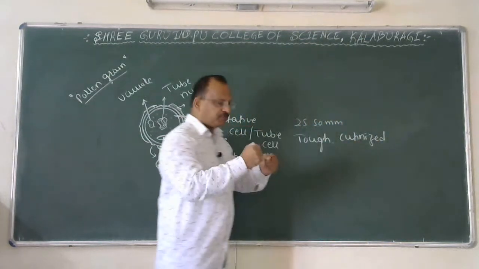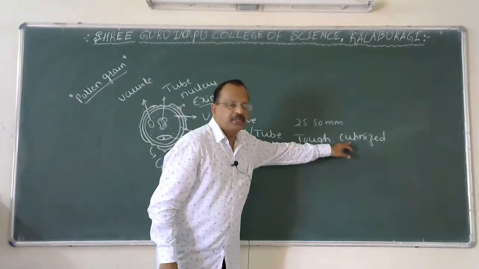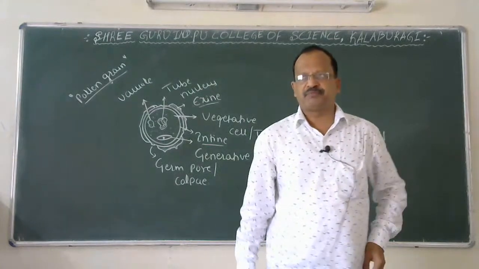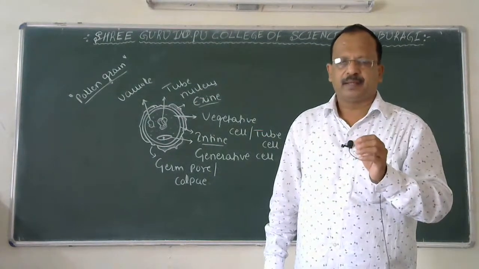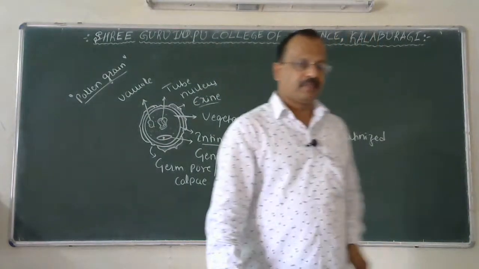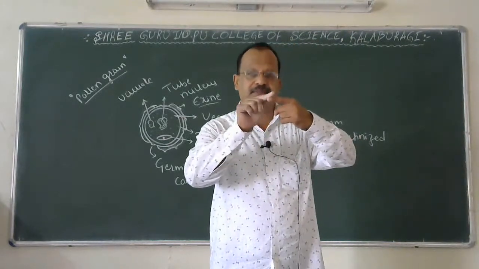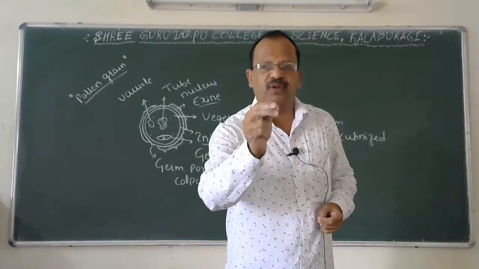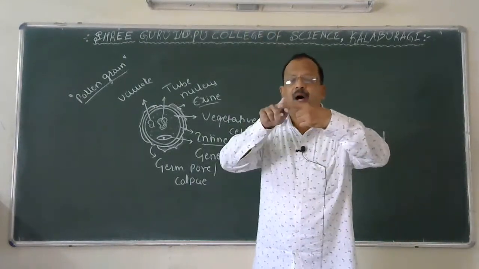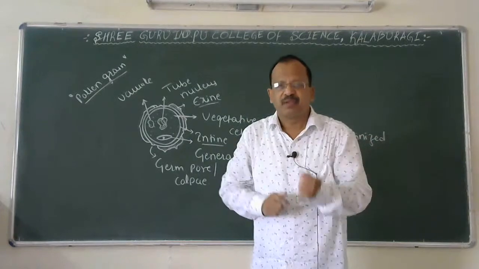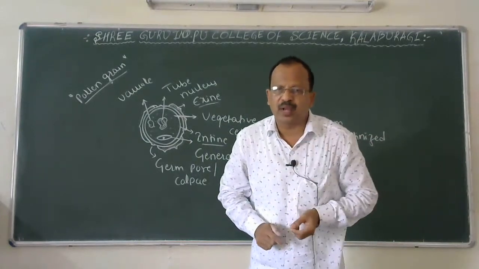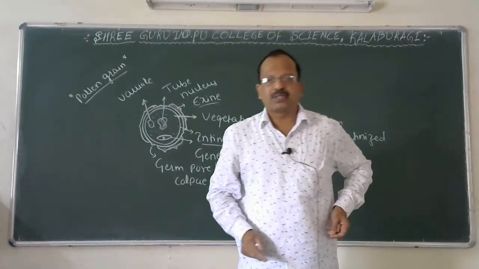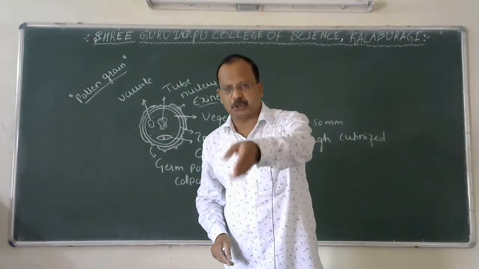Exine is tough. Cutinized. Cutin is present. This word cutin we have come across in PUC first year, anatomy of flowering plants. The outer wall of the epidermis will show a thin waxy coat known as cuticle. Cuticle not only gives protection but also checks the rate of transpiration.